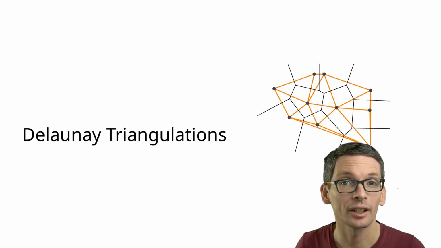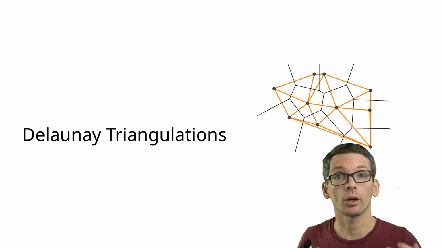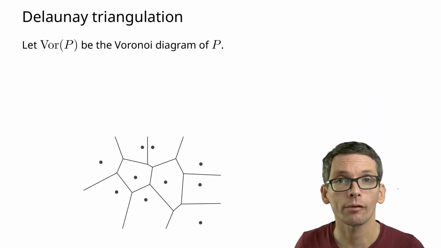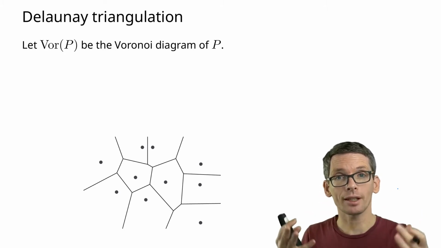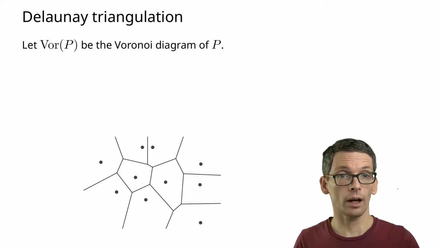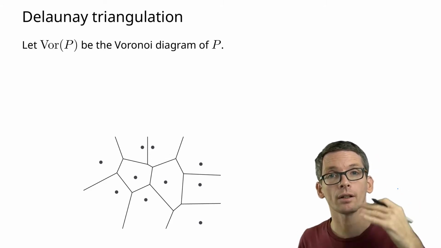What is a Delaunay triangulation? We'll start by defining what a Delaunay graph is, and for that we have to go back to the notion of Voronoi diagrams. So let's say I have a point set and I have the Voronoi diagram of that point set. The Delaunay graph is now the dual graph of that Voronoi diagram.